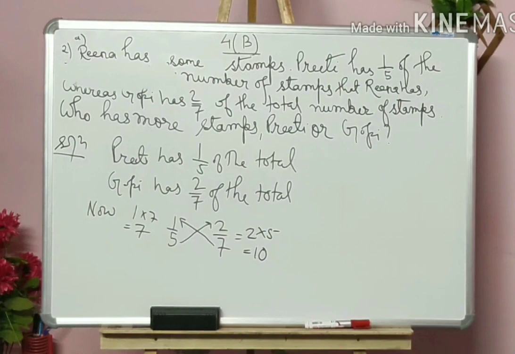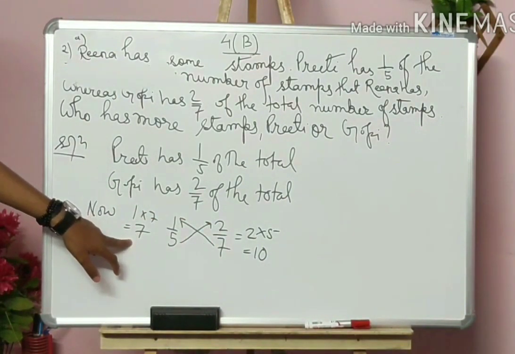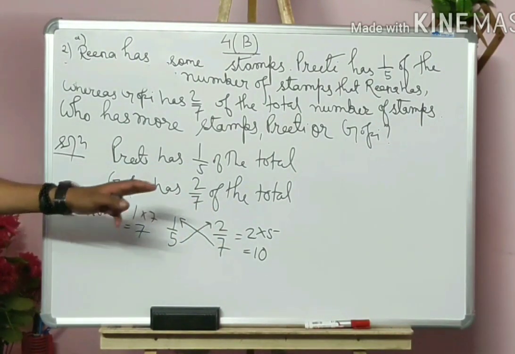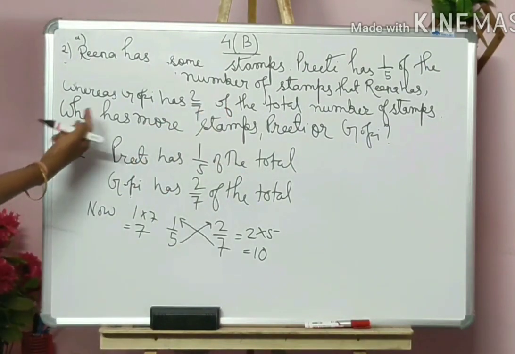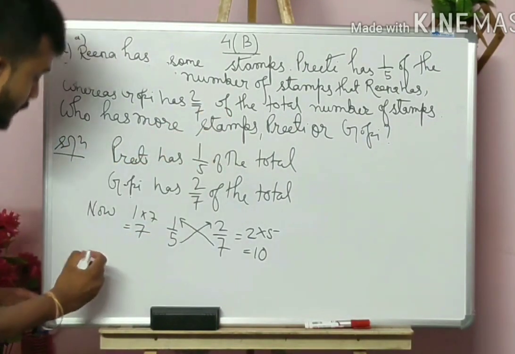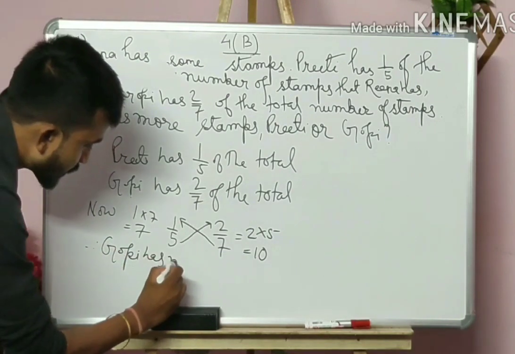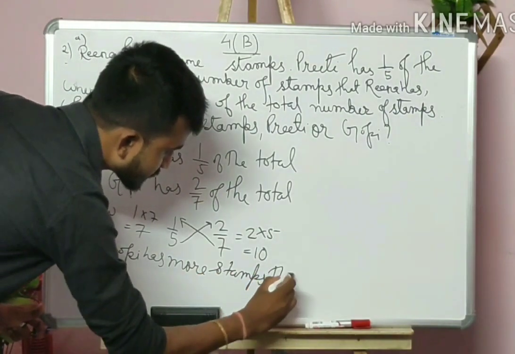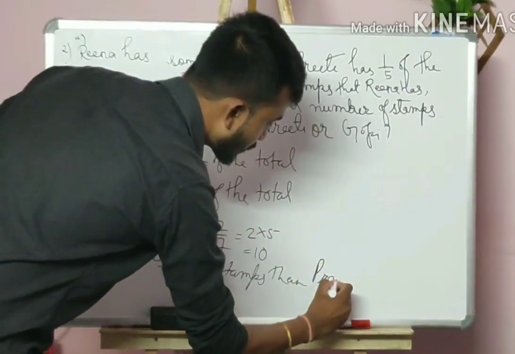So which one has more value? 2 by 7 has 10, and for fraction 1 by 5 you have got 7. So which one is greater? I think 2 by 7. That means 2 by 7 is Gopi's. So we have got our answer that Gopi has the greater number of stamps of the total. In the question, what was written? Who has more stamps? So therefore Gopi has more stamps than, what was the name of the girl? Preeti.